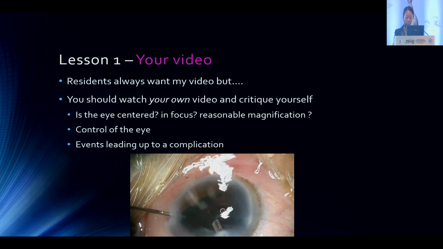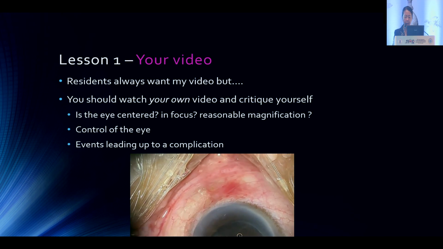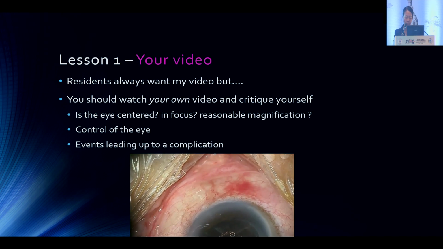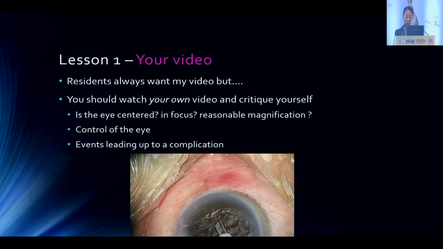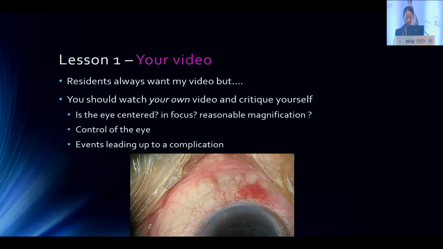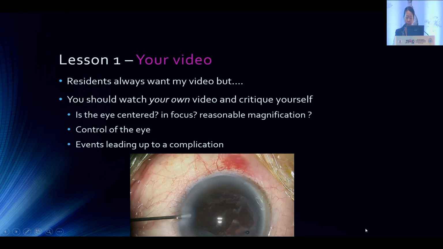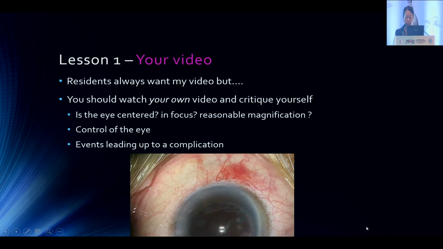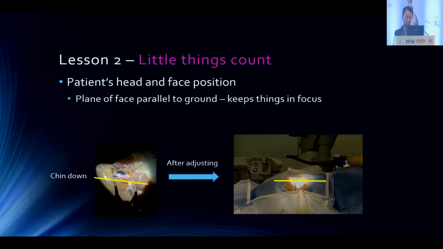So if you look at the video here that my fellow was doing when I was out of the room, well, was the eye centered? Was it in focus? When something happened, I really couldn't see. Sometimes the magnification is so low, I can't tell what's happening. And have you got control of the eye? All right? And what are the events leading up to the complication like you see here? I cannot help her when I cannot see the video. And when she looks at her own video, she'll be astonished how badly centered it was.